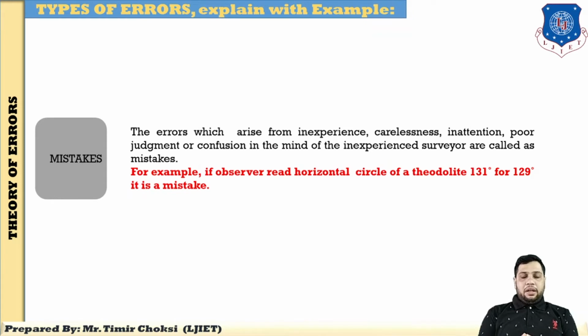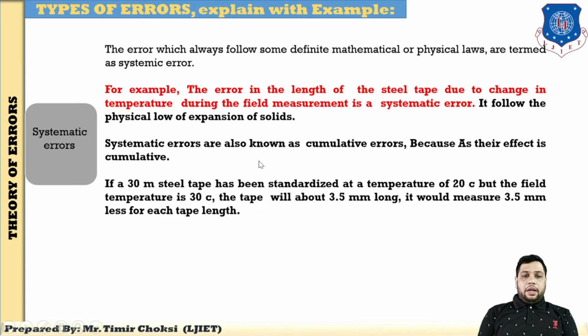Second example, when the observer finds the distance between A to B and reads the depth as 9 meter as 10 meter or 11 meter, it is called a gross error or mistake. So this is an example of a mistake or gross error. Now, the second error, systematic error.